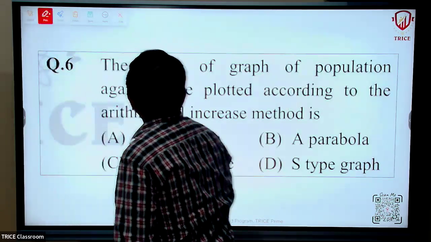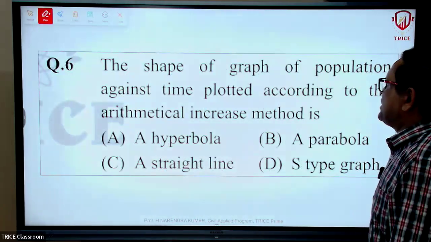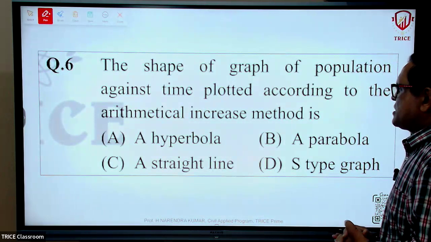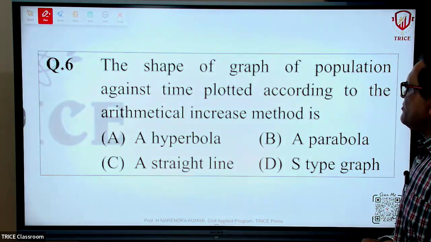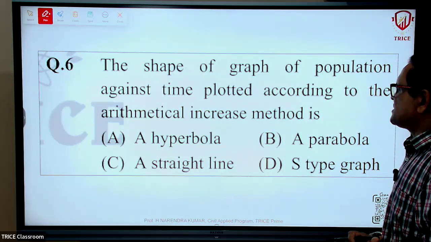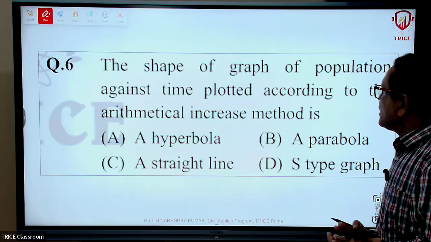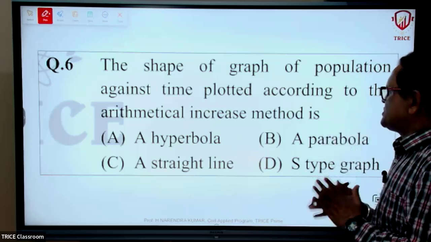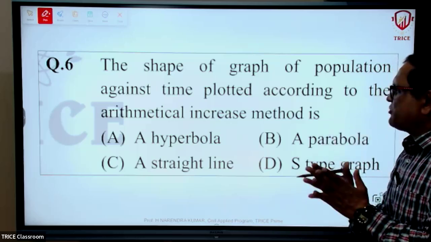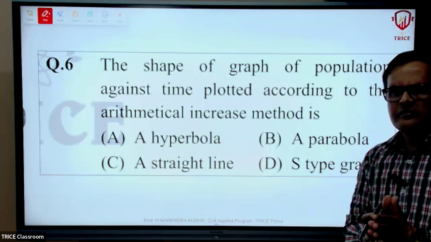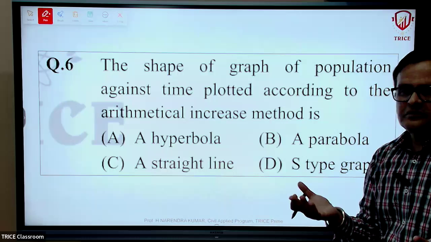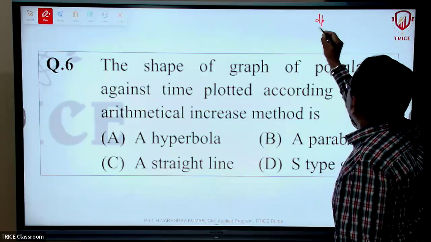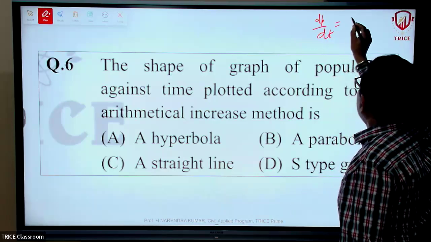So next one is the shape of graph of population against time plotted according to the arithmetical increase method. For that, a little bit of mathematics. What is the assumption made in the arithmetical increase method? dP by dt is equal to a constant. What is that? Rate of change of population with time is a constant value. Okay, let me write it: dP by dt is a constant value.